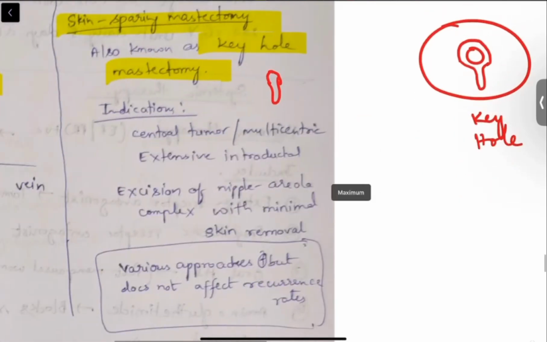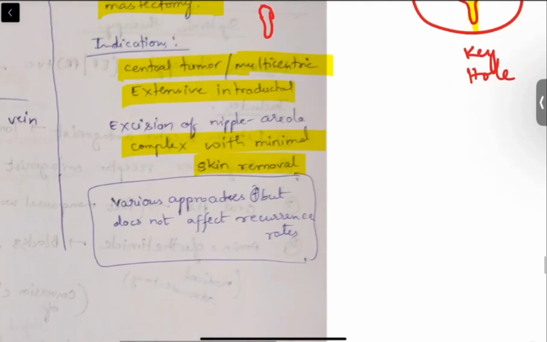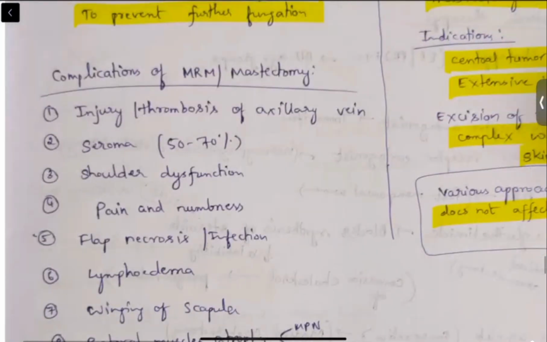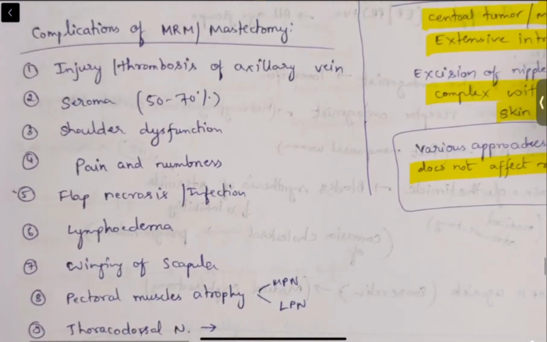So when are they indicated? If the tumors are centrally located or multicentric and it is extensively intraductal. So excision of nipple areola complex with minimal skin removal, that is this much part of the skin is only removed. So various approaches, but does not affect the recurrence rates. Okay. So what are the complications of modified radical mastectomy or basically mastectomy in general?